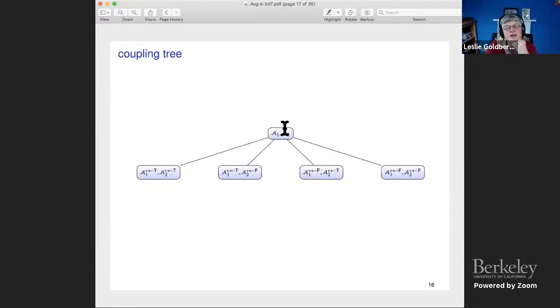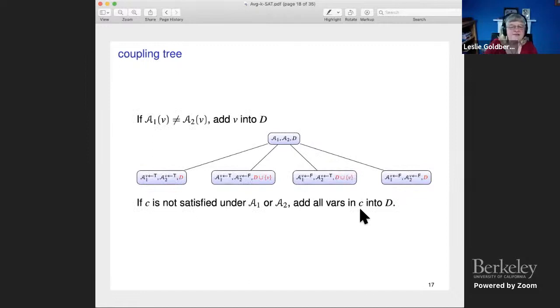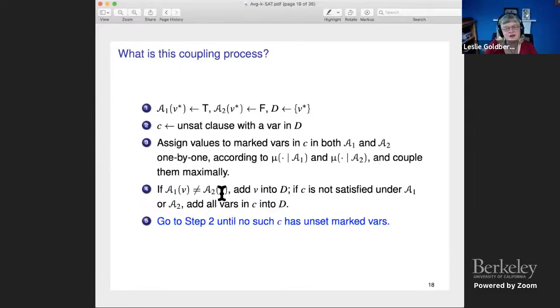So there's a tree describing the coupling: we take two distributions and we consider making v true in both, or true and then false, or false and then true, or false and then false. And the idea is that this is a thought process. We're doing this to create the linear program. And we want to couple them so that most of the weight comes from agreement. If a variable causes a disagreement, it has to get added to the disagreement set, and then you have to keep going. So that's the coupling process in very rough terms.